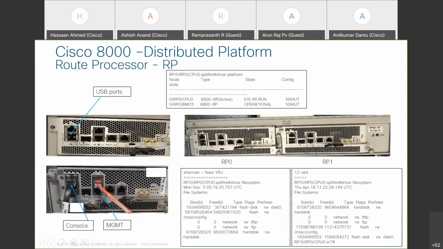So this is another diagram of both the RPs. As I mentioned, they are half slot on this thing. And when you do show platform on the RP, it has active RP, plus it has a BMC 0. Okay, so you will see this is something new. An RP will have a CPU, which runs XR, plus it will have another component called BMC. We will talk about the BMC in its section. So this is one notable difference that you will see for the RP when you do show platform. You will have a 0/RP0/CPU0 plus 0/RP0/BMC0.